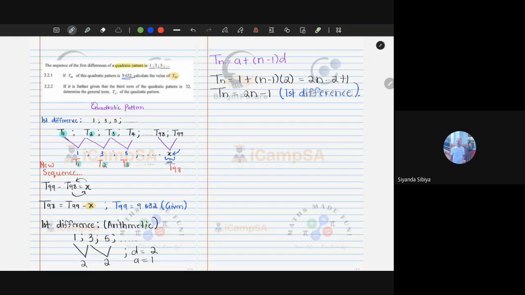So we can find the first difference at term 98, because once we know that, we know what the x is. So we know that T98 prime is x, of which all what we need to do, wherever we see n, we put 98. So what is the answer, guys? 2 times 98 minus 1. What do we get as T98?